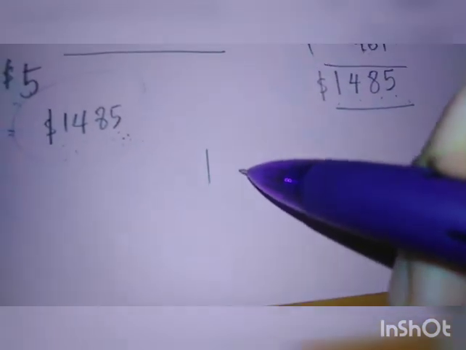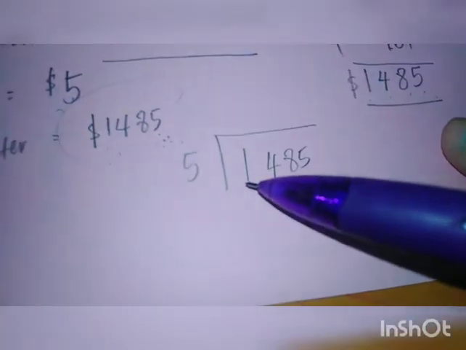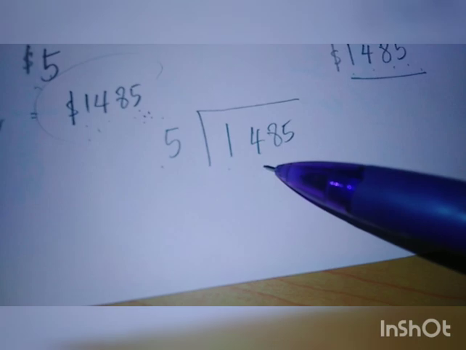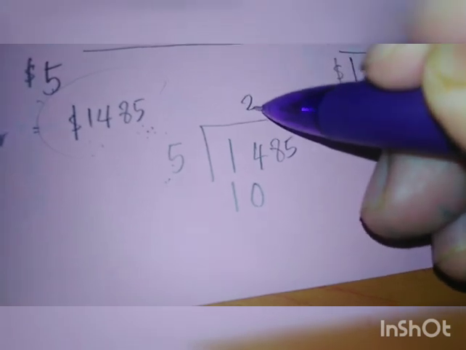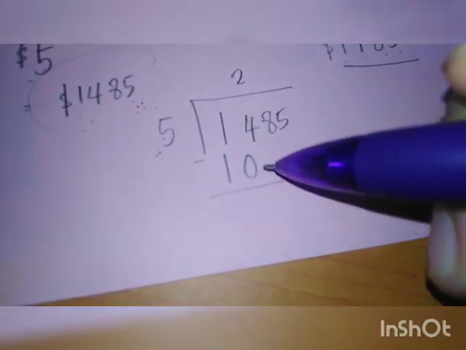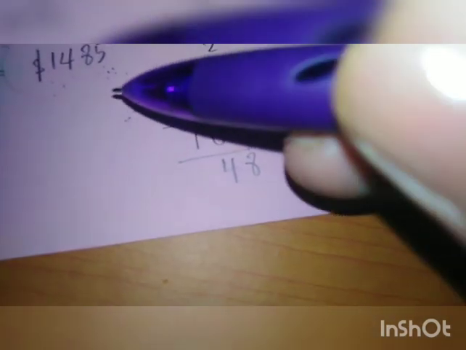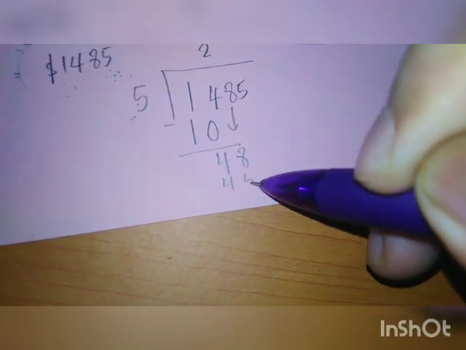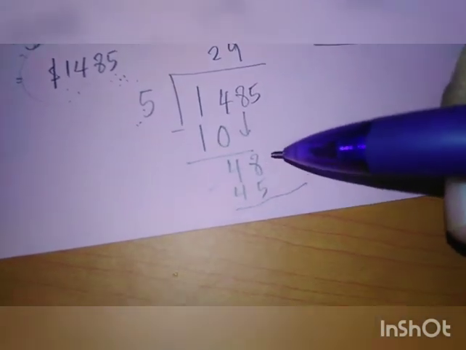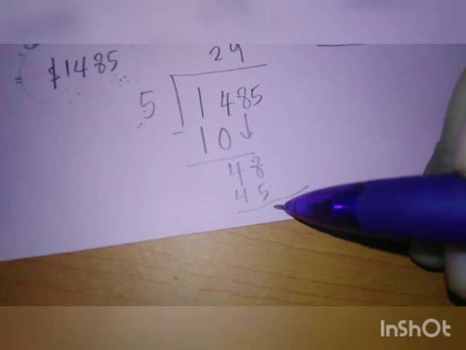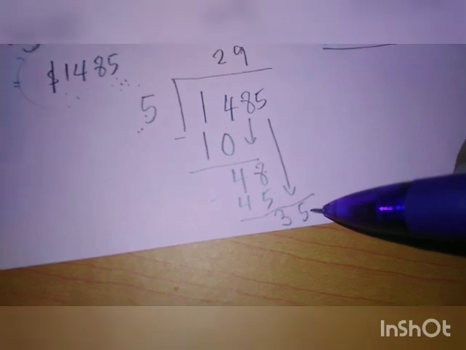So 1,485 divided by 5. Again, 1 cannot divide by 5, so we move to 14. 14 divided by 5, the nearest part is 10. So 5 times 2, you will get 10. 14 minus 10, you will get 4. So bring down 8. The nearest to 48 is 45. You will get here 9. So 48 minus 45, you will get 3. Bring down 5. The nearest to 35 is 7.